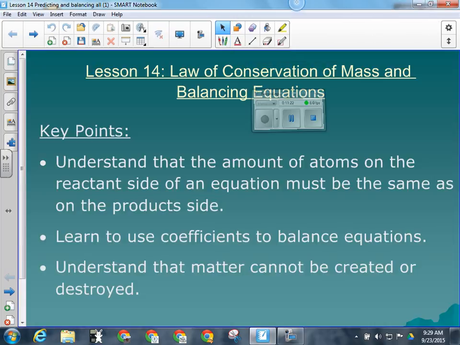Okay, the reason the title is misleading is because we've already talked about balancing equations and the law of conservation of mass. Basically, we're just going to quickly review that, and then we're going to look at predicting the products of a chemical reaction. Okay.